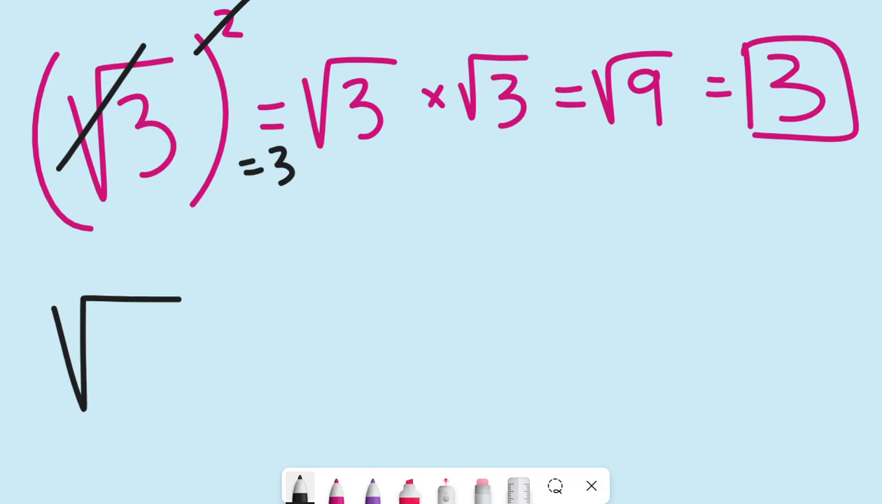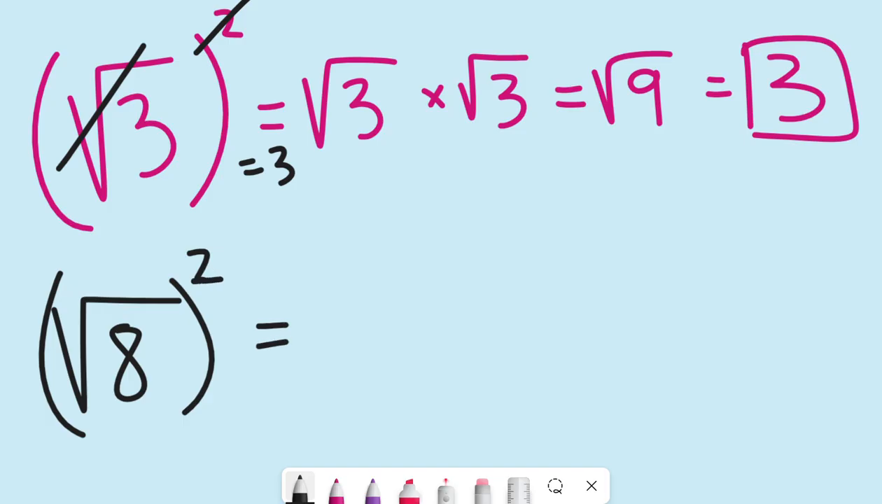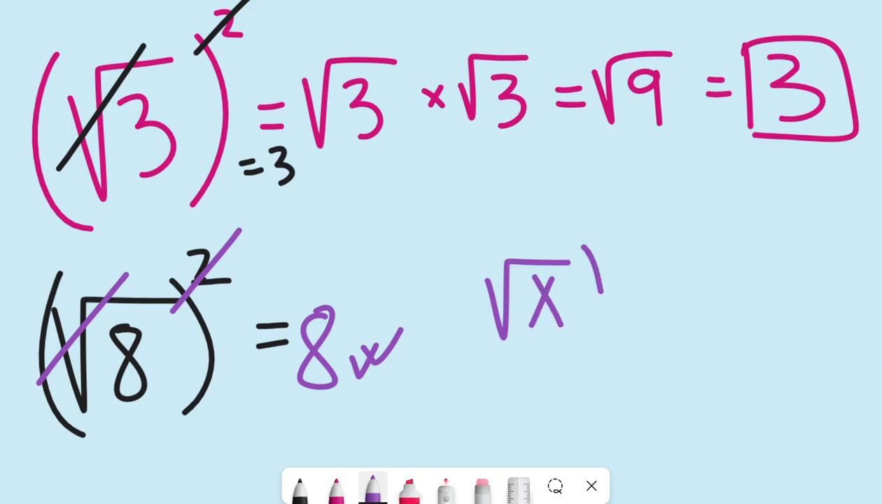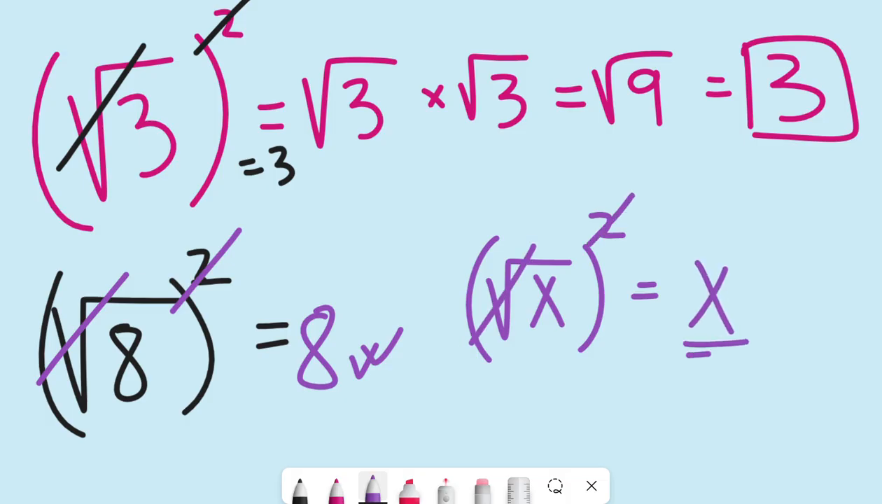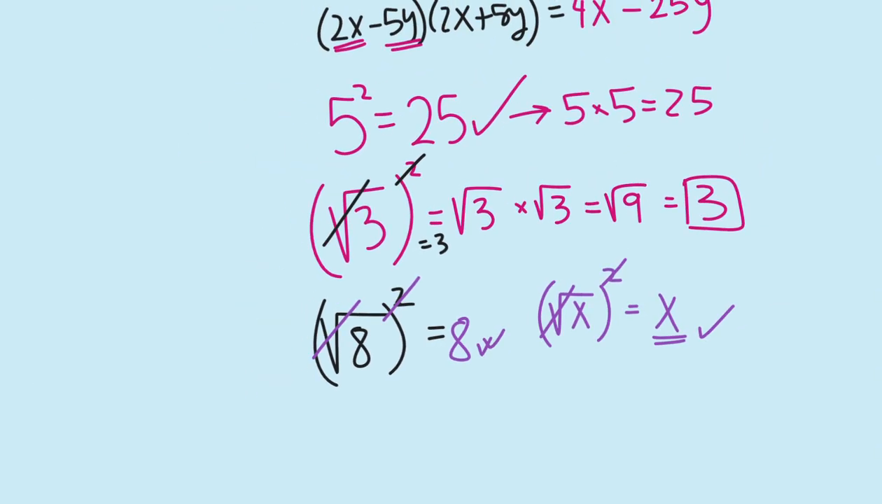If I say square root of 8, and then we say to the power of 2, square root and square power will cancel each other out. So 2 and square root will cancel each other out. That's equal to 8. So we can say, for example, square root of x multiplied by square root of x, square root and square power, we have x only. Alright, I hope that you took notes.